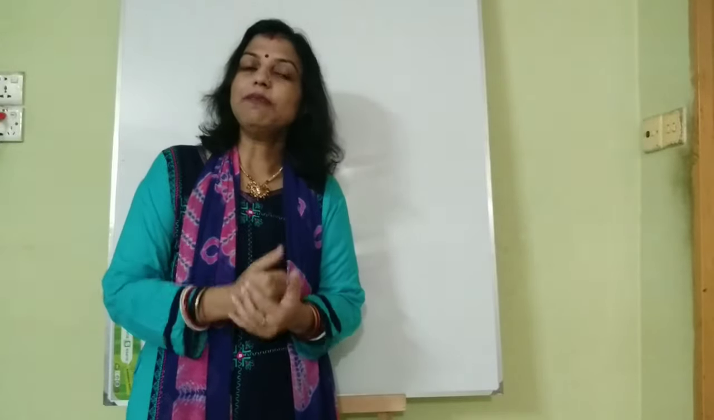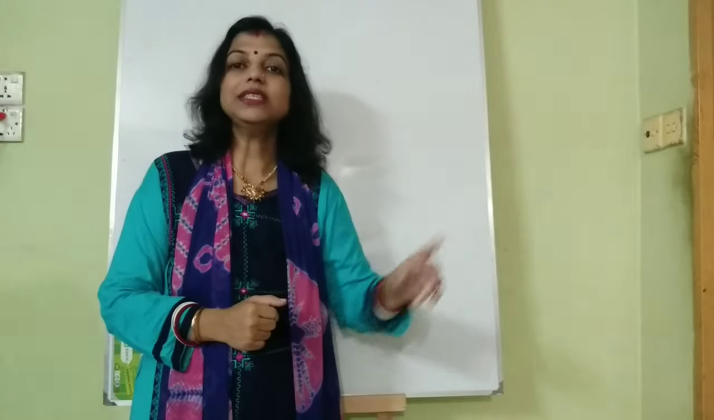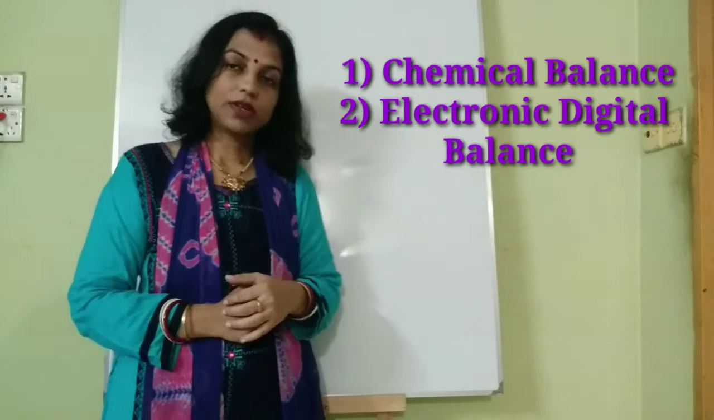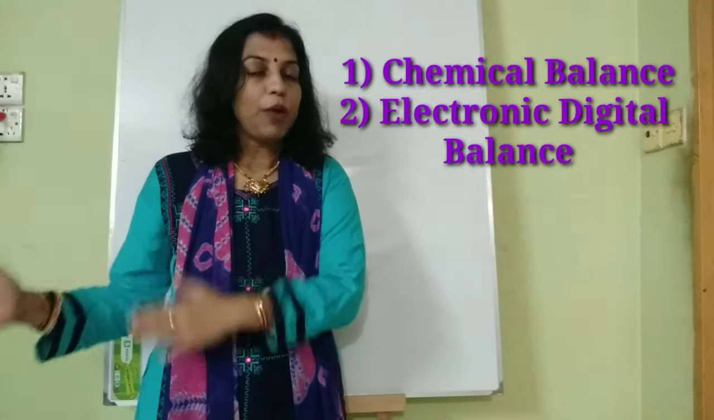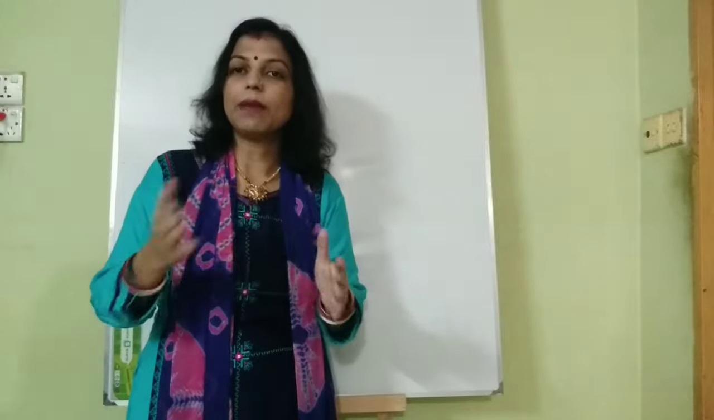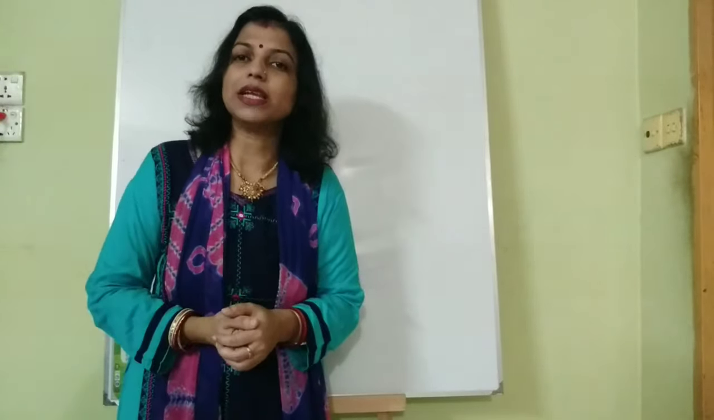Actually, chemical balance is of two types. One is the chemical balance, the second one is the electronic digital balance. Fallbrook balance and Sartorius balance are examples of chemical balance. Now you have a question. What is a Fallbrook balance?